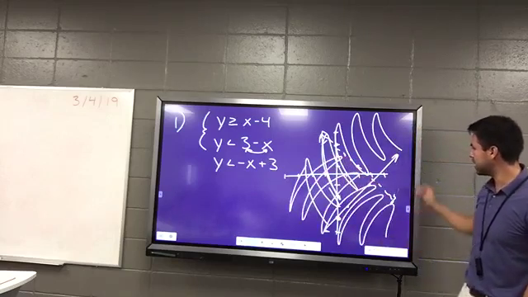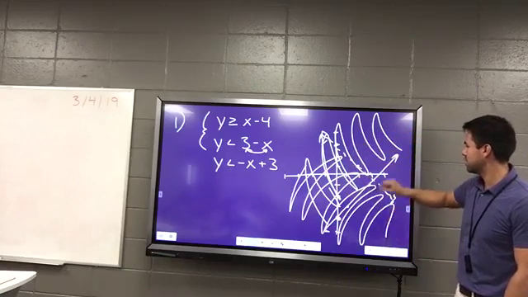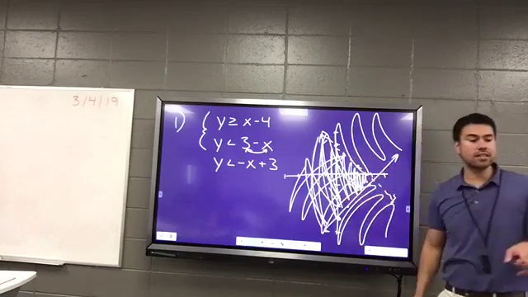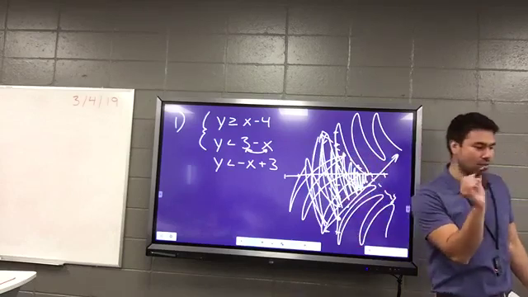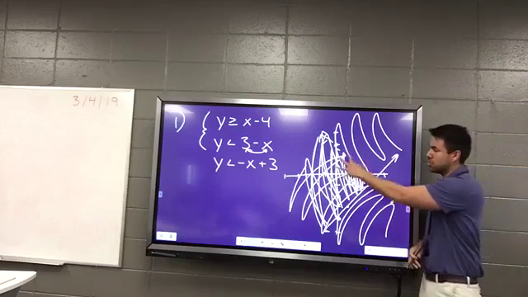What region was shaded twice? A, B, C, or D? D. So you shade this in. And you guys can do it better because my marker can't go light. So this would be your shaded region.